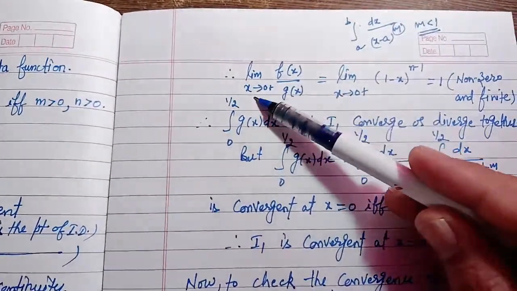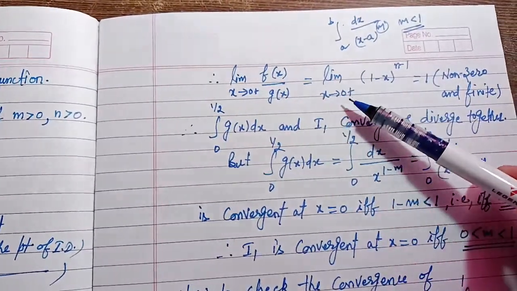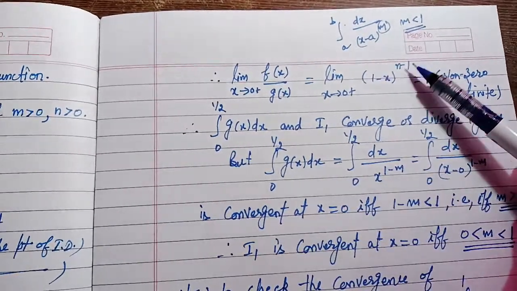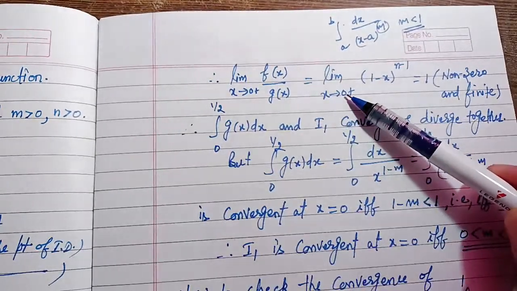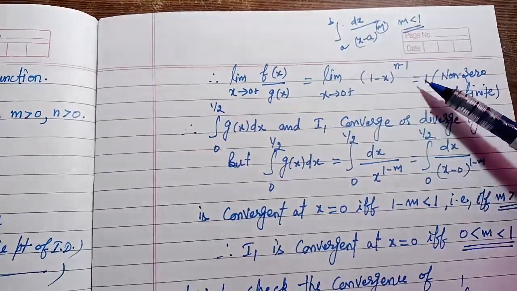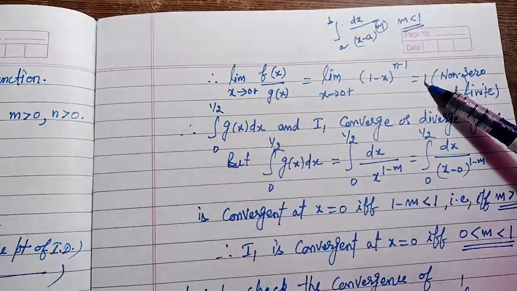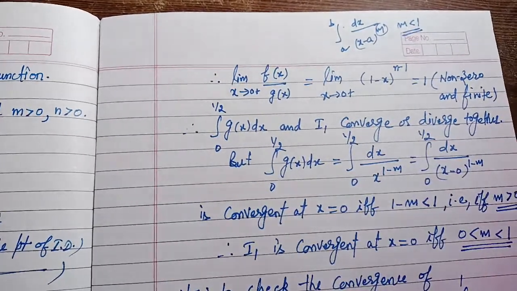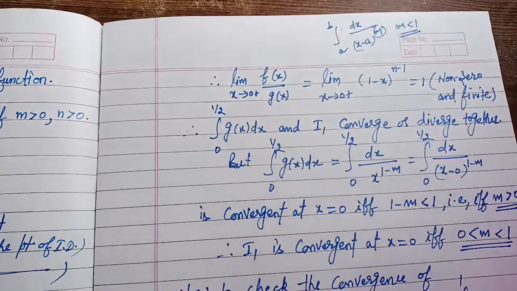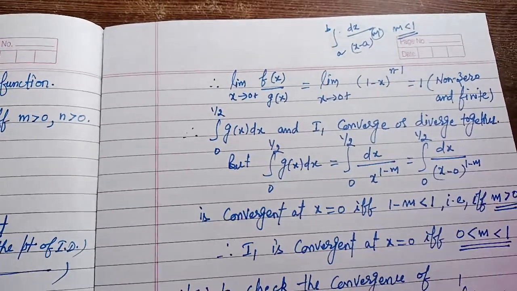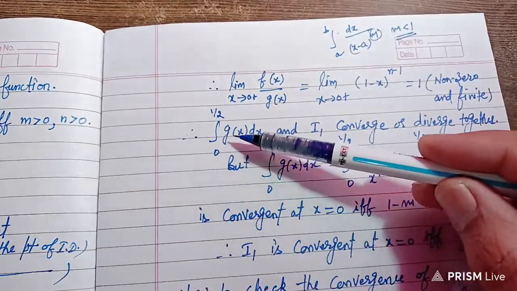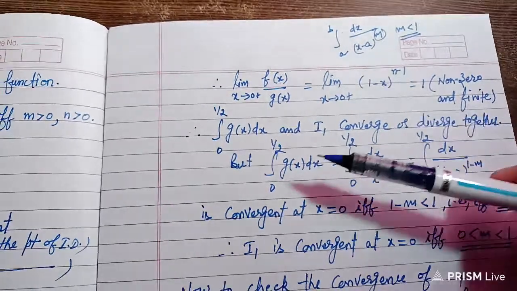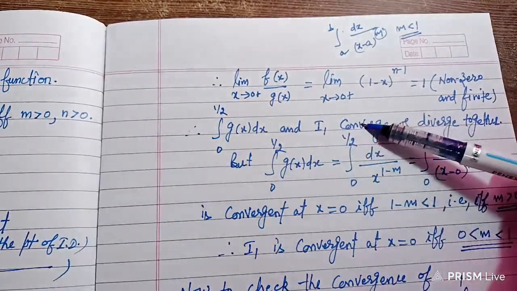Limit x approaching 0 plus, f(x) by g(x) is equal to limit x approaching 0 plus (1 minus x) to the power n minus 1. When we put x equal to 0 in this value, we have 1 minus 0 raised to n minus 1, so it is 1, which is non-zero and finite. You know very well about the comparison test: for that, this limit value must be non-zero and finite. That's why we can say that the integral from 0 to 1/2 of g(x) dx and the integral I1 converge or diverge together. In other language, you can write that these two integrals behave alike.